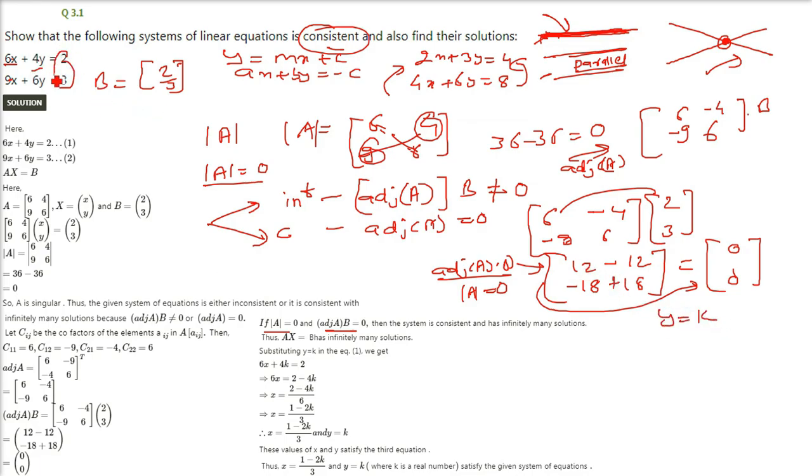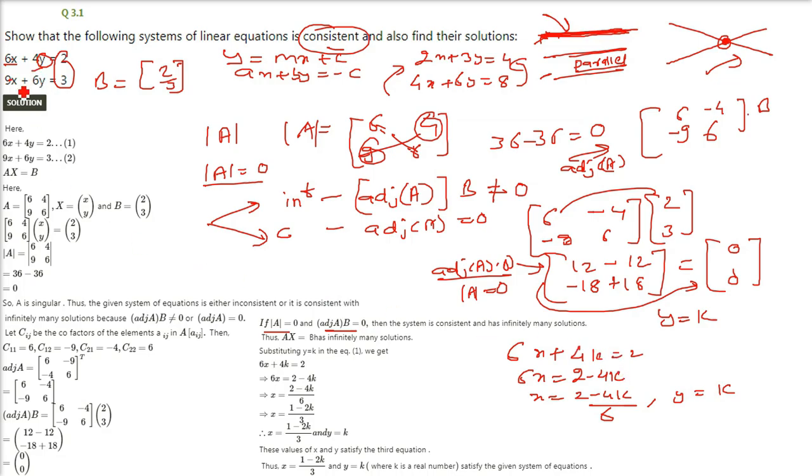So in order to solve this, we have to assume y equals k. Then the first equation is 6x plus 4 into k, because y is k. 6x is 2 minus 4k. x is (2 minus 4k) divided by 6. So you have a value of x and a value of y, but they both are dependent on k, and you can take any value of k. That is why you are getting infinitely many solutions.